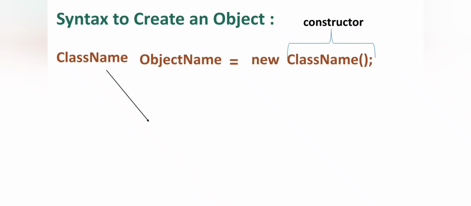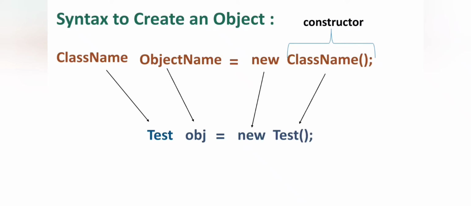So we can write like this: class name, it's Test, and object name, it's obj, and then there will be the new keyword, and the new keyword followed by the constructor. Okay, and at the end there will be a semicolon. So in this way we can create an object.